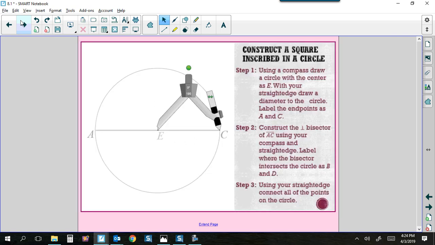Okay, if you need more time, pause the video. We're going to move on to constructing a square inscribed in a circle. So the construction for inscribing a square uses some properties that you learned in Unit 3.